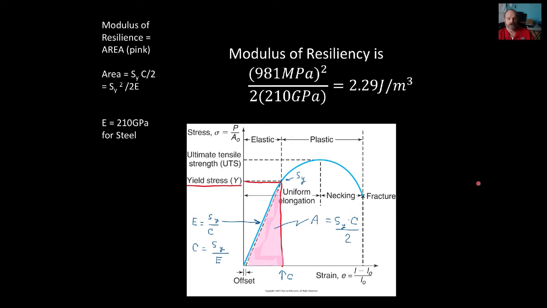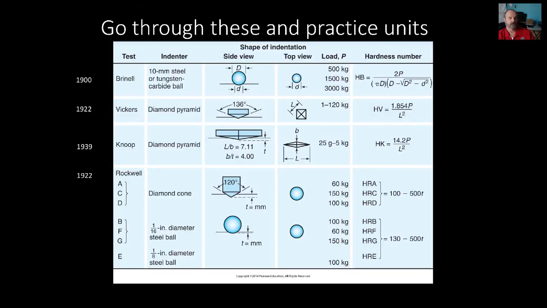All right, so in an exam, I might say, what's the modulus of resiliency in joules per meter cubed? Okay, and then you'll have to type it into the multiple choice answers, and it has to match. All right, so we're back to this original slide where you have the Brinell, the Vickers, the Knoop, and the Rockwell standards. You should go through and plug and chug numbers into this to get some hardness numbers out, okay?